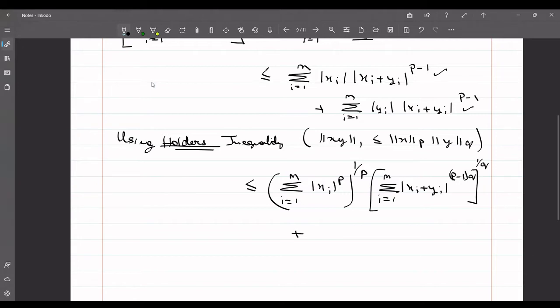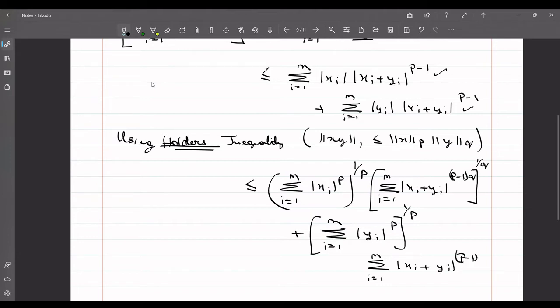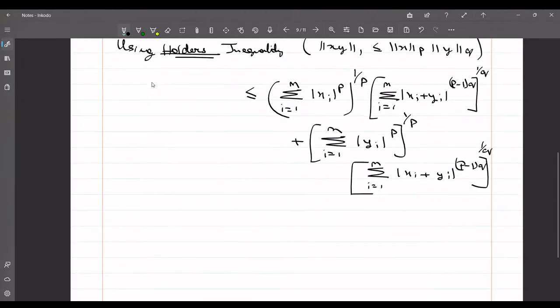Plus the same thing goes here. So it is summation i equals 1 to n, mod of yi to the power p, whole to the power 1 over p, times summation i equals 1 to n, mod of xi plus yi to the power p minus 1 times q, whole to the power 1 over q. Okay, so we have got this particular thing.